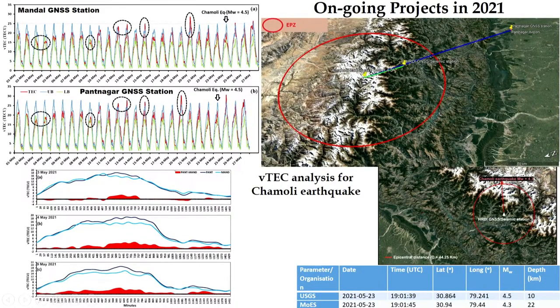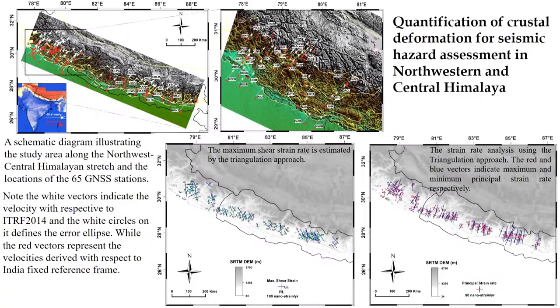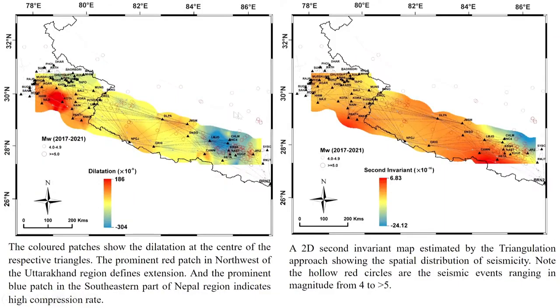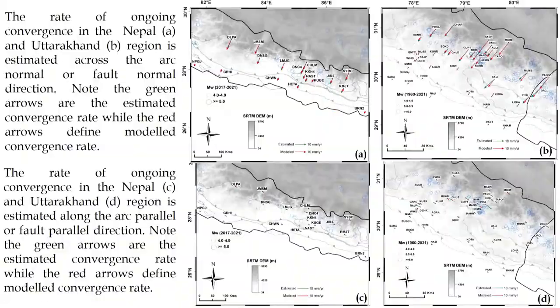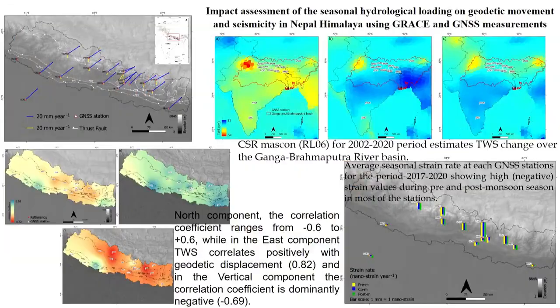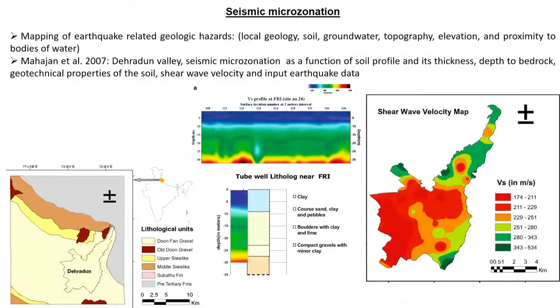So this is another example of precursors. These are some more examples of this kinematic study. So this is the comparison, basically the integrated study for Nepal and Uttarakhand. And this is another example of how this hydrological contribution is there in the Nepal region.